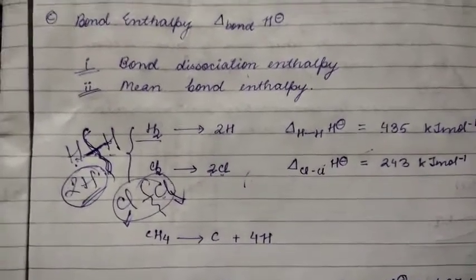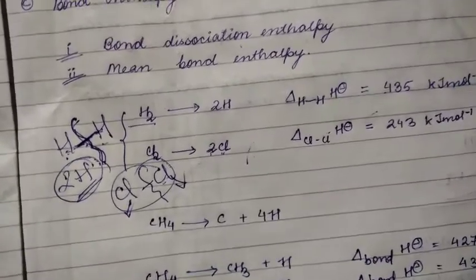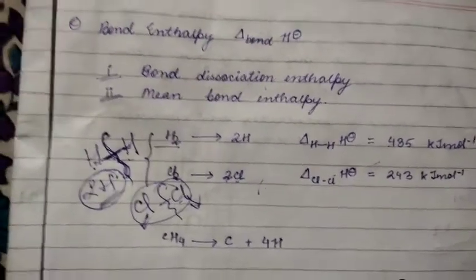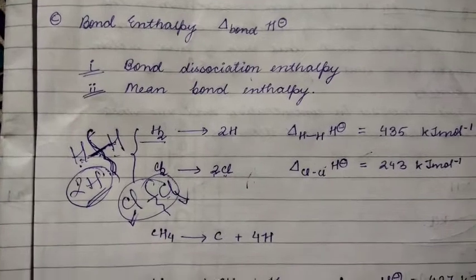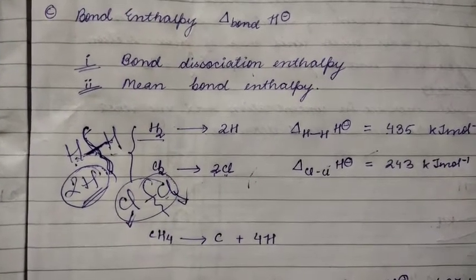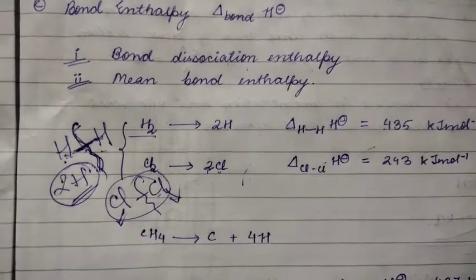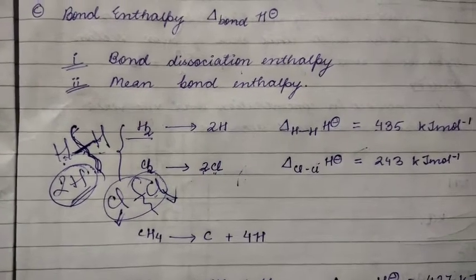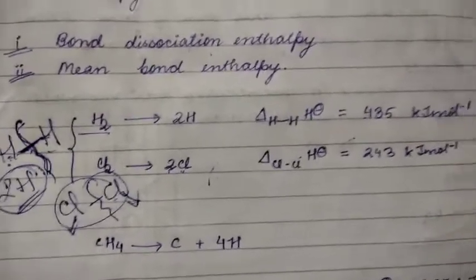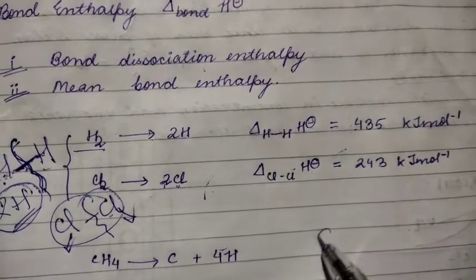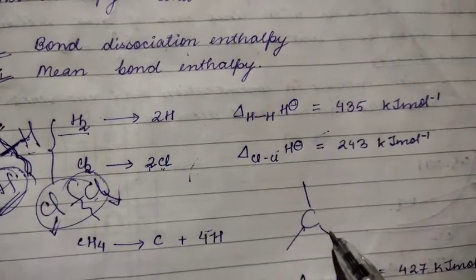Now what about the atoms when binded with different atoms? In that case, we will use the concept of mean bond enthalpy. Mean means average. We have to take the average bond enthalpy. In this case, you can see CH4. The structure of methane is this.